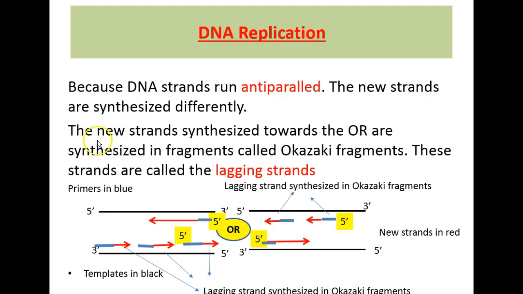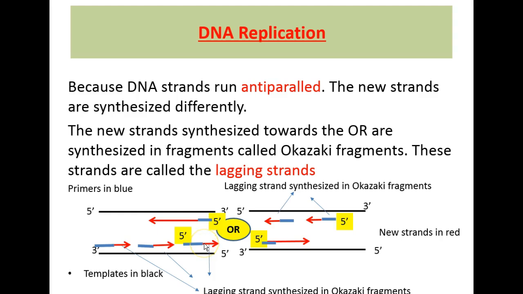DNA strands that are synthesized towards the origin of replication have to be synthesized in fragments called Okazaki fragments. These strands are called the lagging strands. Take a look down here, this strand right here. This first fragment has a primer.